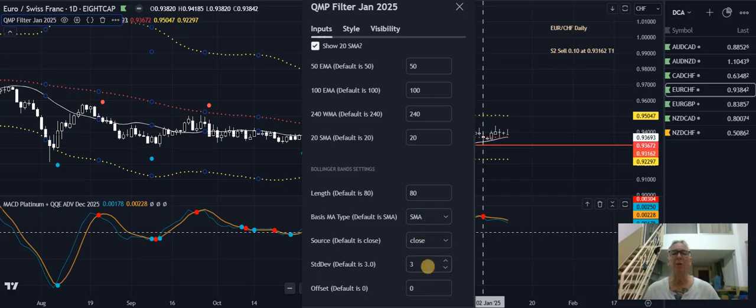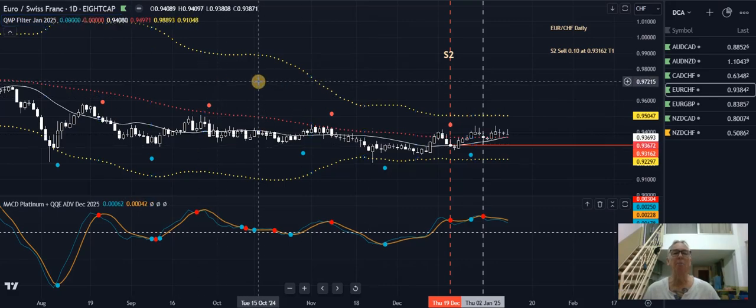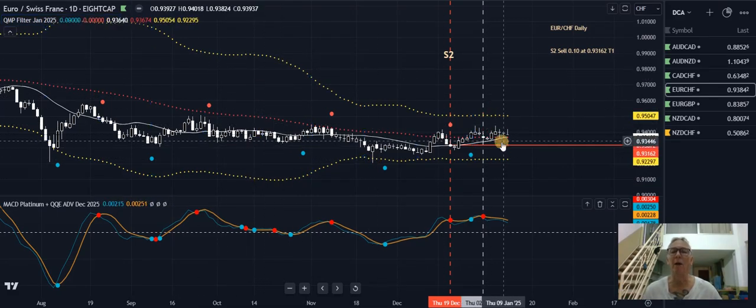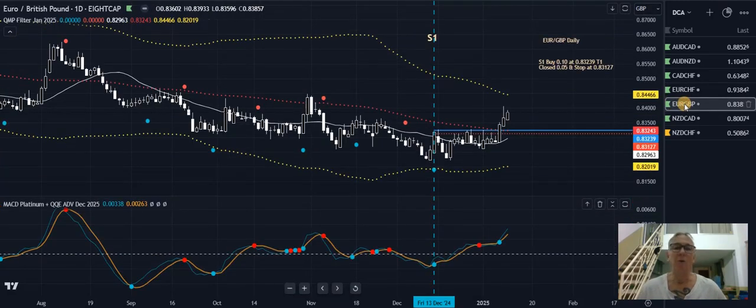standard deviation 3. So that's it for the Bollinger Bands. So they're big Bollinger Bands. So they're wide. Look, they're narrowing right up. But it's a sell and going nowhere fast. Euro pound, we're in a buy, can't lose. It's heading in the right direction. Stop in place now. We'll put a stop in, closed half.